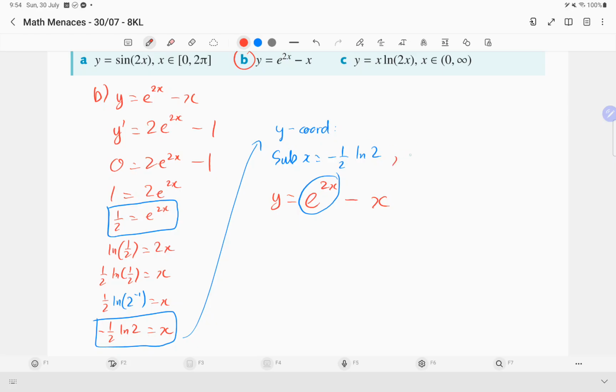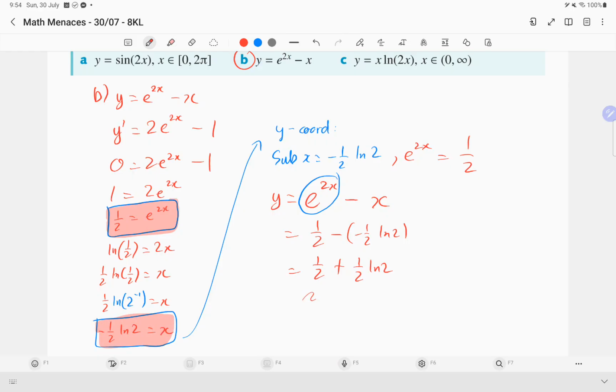So sub x equals to that, and what's the value for e to the power 2x? It's just 1/2. Does it make sense? So then that would just be 1/2 minus negative 1/2 ln 2. So that would just be 1/2 plus 1/2 ln 2. Much more convenient, right? So that's why when you're working with exponential equations, e to the power something, because when you derive it, you get the exact same equation. At some point in your working, you will have a substitution version that's easier to work with than the final x version. But you still need to find the final x version because that's the x coordinate.